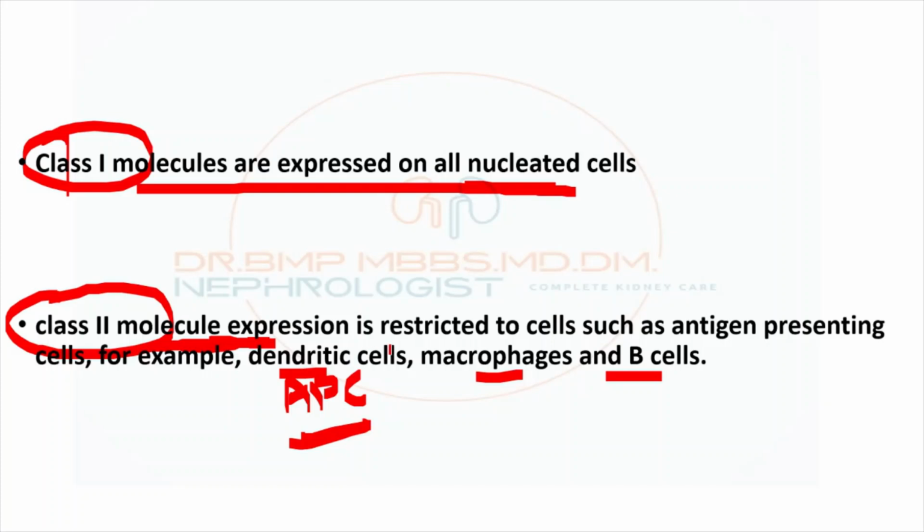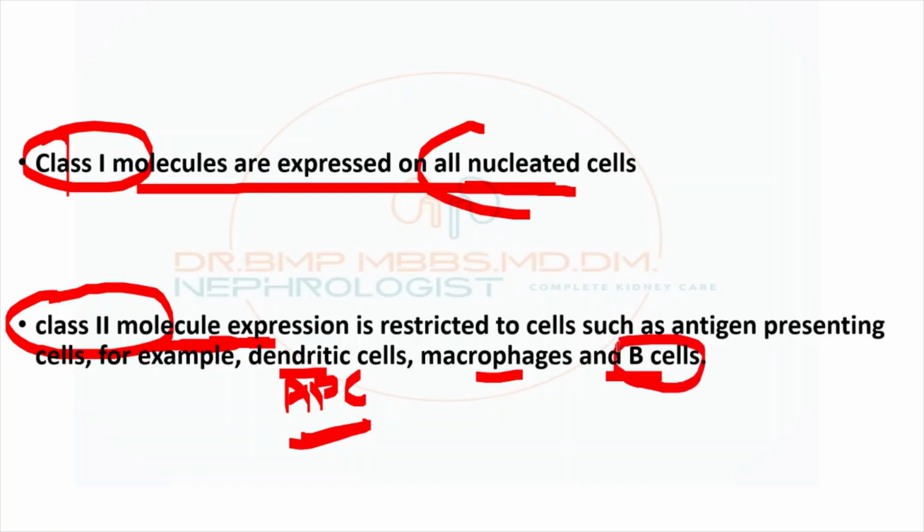So what is the importance of this? In the recipient, we are going to detect the antibody, but we are going to detect what kind of antibody is there: whether it is a class 1 antibody, which can attack all the cells in the kidney, or only a class 2 antibody, which will attack only these APCs. How are we going to do it?